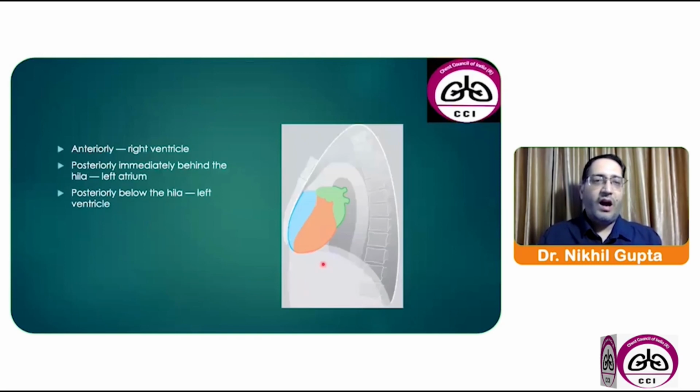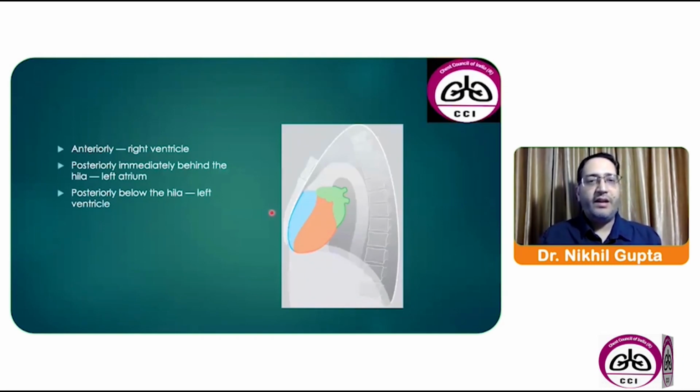Coming to the heart borders in lateral chest X-ray, anteriorly there is the right ventricle. Posteriorly, immediately behind the hilum, it is the left atrium, and below the hilum is the left ventricle.